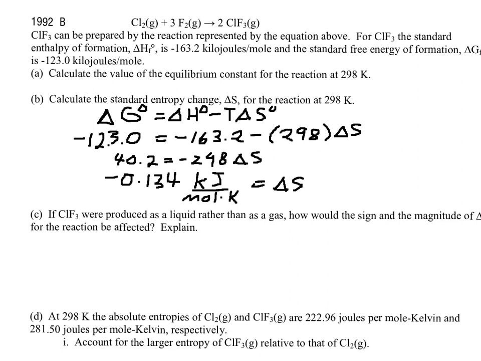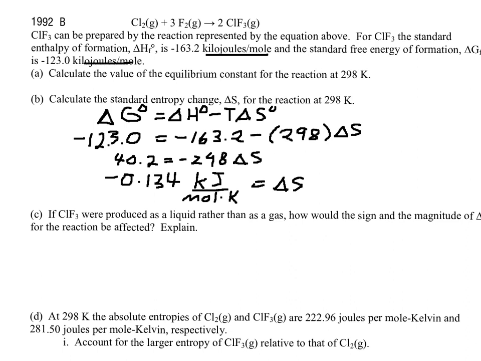Usually delta S is shown in joules per mole Kelvin, or just joules per Kelvin. And so you may see the answer in joules per Kelvin, you may see it in kilojoules per Kelvin. But since our others were in kilojoules per mole, this one is also in kilojoules per mole Kelvin.